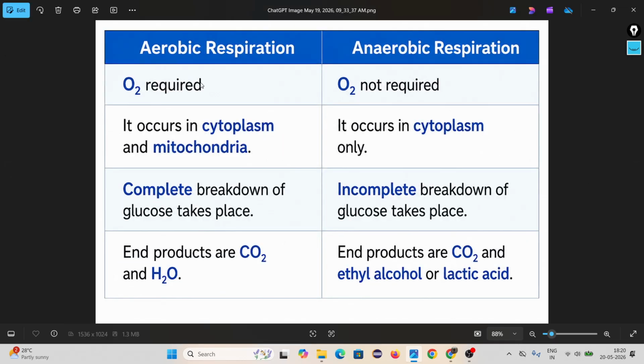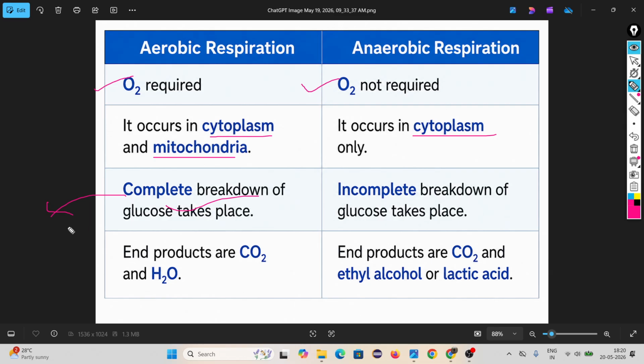Then we understand the difference between aerobic and anaerobic respiration. Aerobic means oxygen required. Anaerobic means oxygen not required. Aerobic happens in cytoplasm and mitochondria. Anaerobic happens in cytoplasm only. In aerobic there is complete breakdown of glucose. That's why we get more energy, a higher number of energy molecules, that is 38. Here, less ATP.